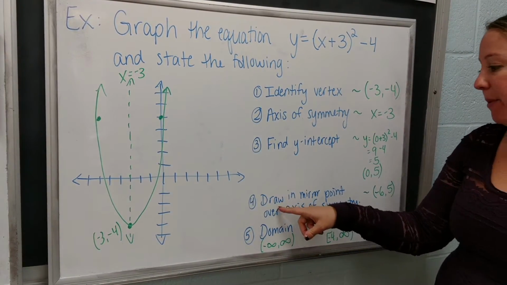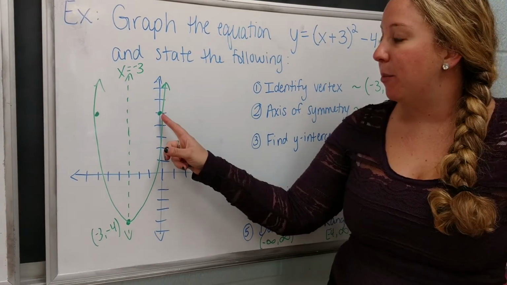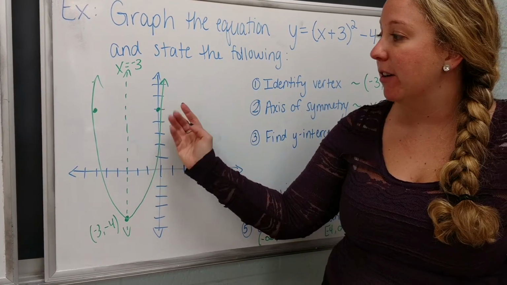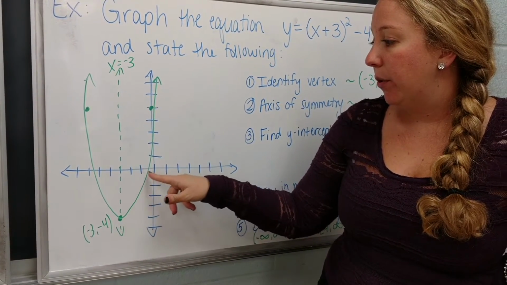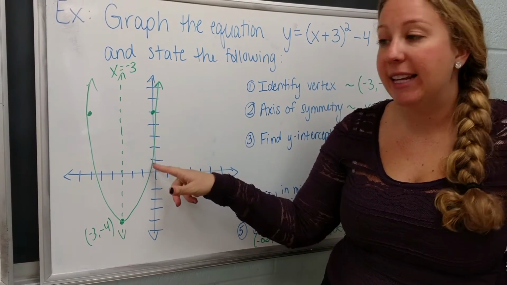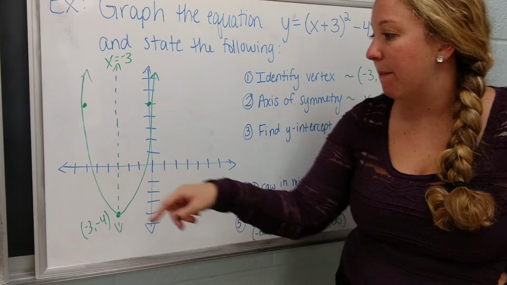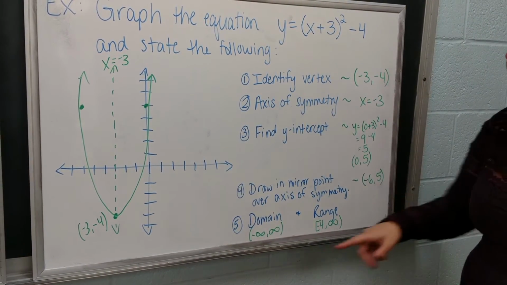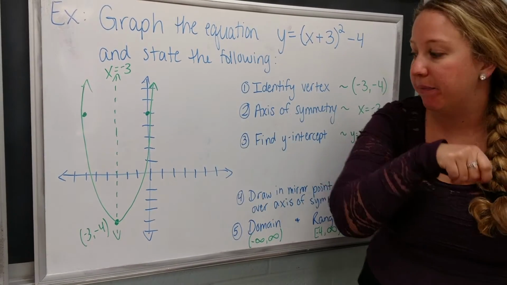The fourth step is to draw in the mirror point over the axis of symmetry. So I have this point at (0, 5), and I'm going to mirror it across the axis of symmetry. So I know it's 1, 2, 3 places away on the x-axis. So I'm going to go 1, 2, 3 places away on the x-axis, and I'm going to come out with (negative 6, 5) as this point over here. And then you're going to draw your U-shape through it.